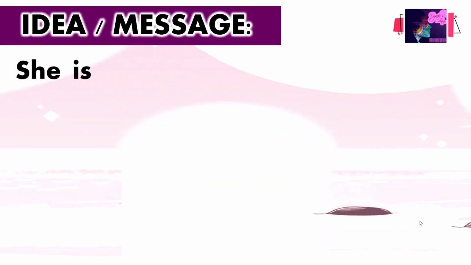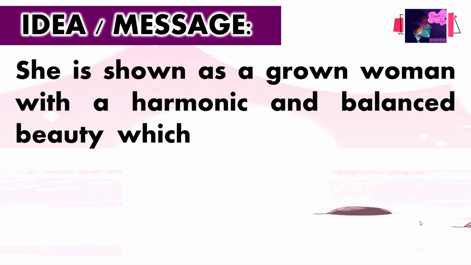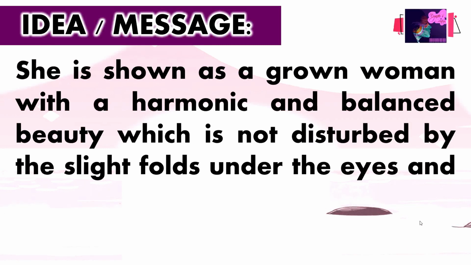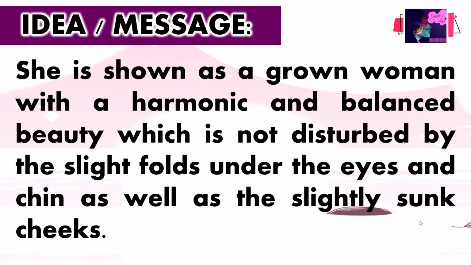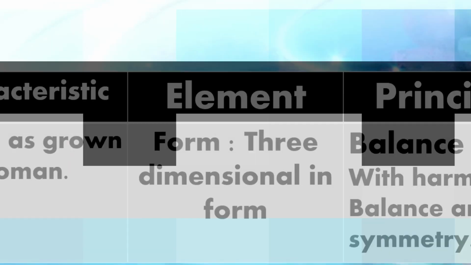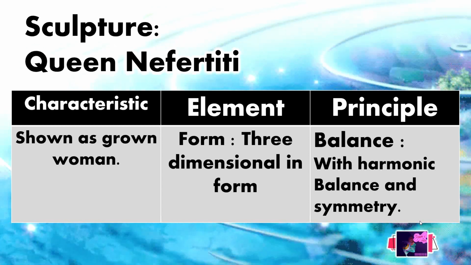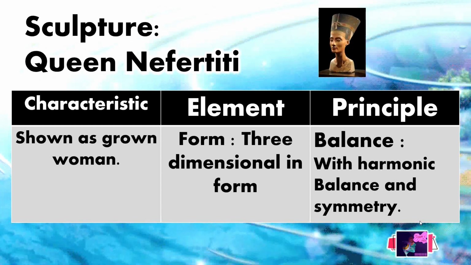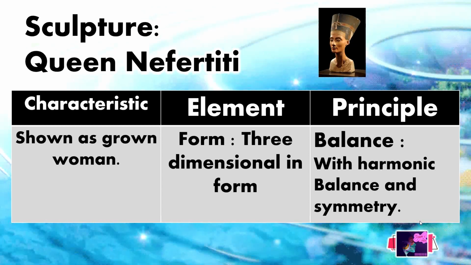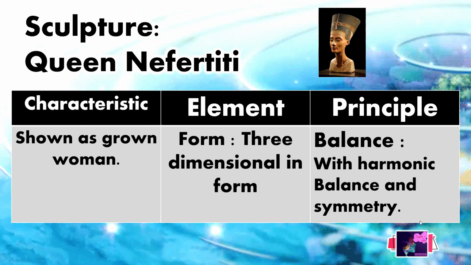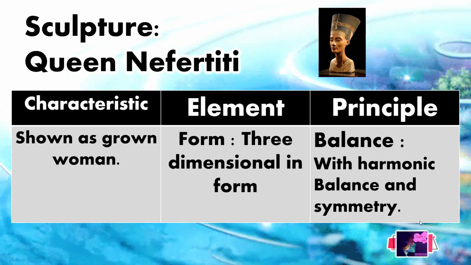For the message and idea, she is shown as a grown woman with a harmonic and balanced beauty, which is not disturbed by a slight fold under the eyes and chin, as well as the slightly sunken cheek. Here's the summary of the characteristic elements and principles for our sculpture, Queen Nefertiti. Shown as a grown woman, it is three-dimensional in form and with harmony, balance, and symmetry.